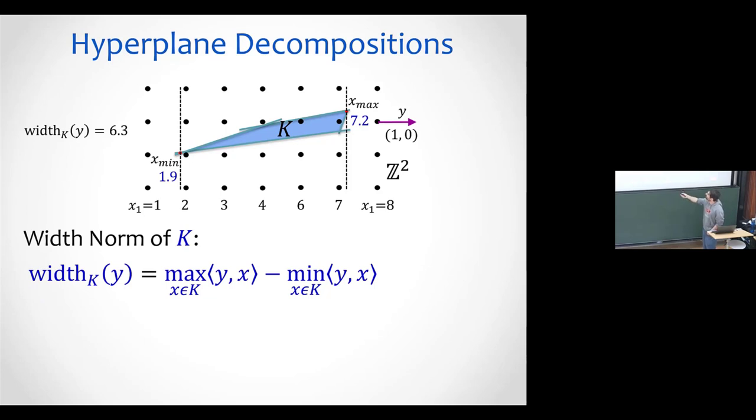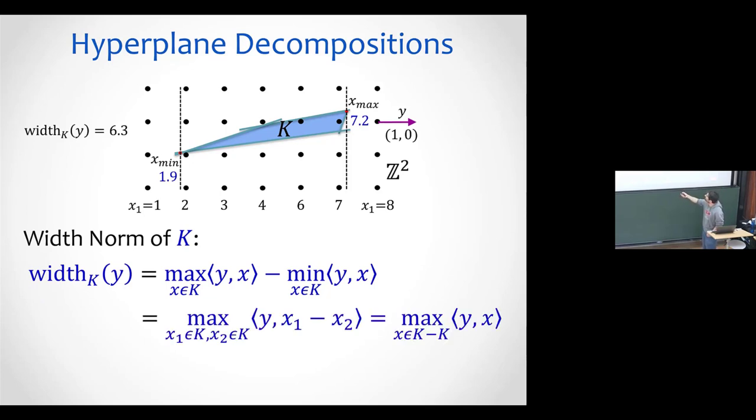If I have a general body, how many hyperplanes are going to intersect this body if I pick this direction? The first thing to look at, and this is a continuous relaxation, turns out to be the width of the body with respect to the direction. When you're computing width, you maximize the inner product over y in K, and you get this line associated with the maximizer. You minimize, and you get this line associated with the minimizer, so you get 7.2 and 1.9, and your width is exactly the difference between these two numbers, right? So 7.2 minus 1.9.